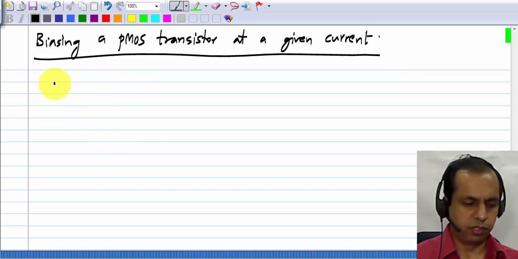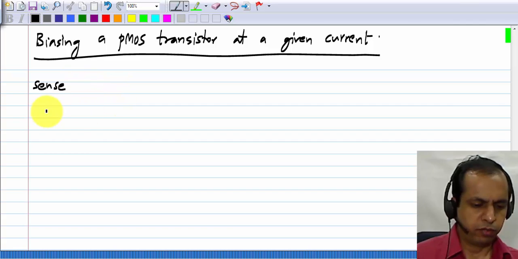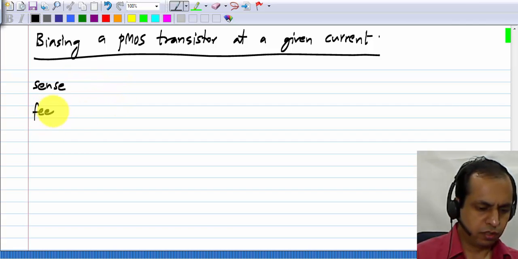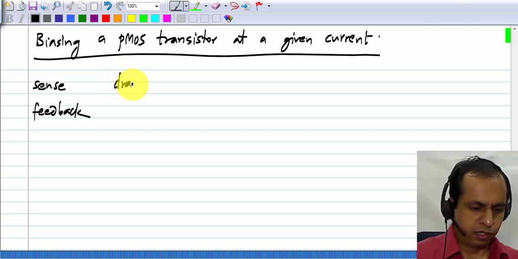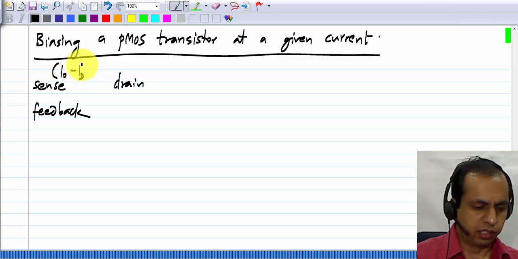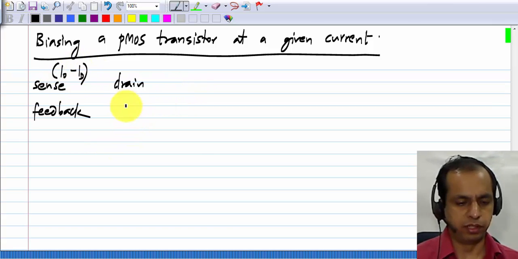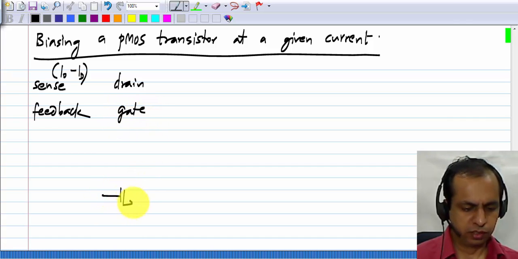And if you recall, with the NMOS we had 4 variants. We could sense at the drain. When I say sense, I mean sense the difference between the desired current I0 and the actual current ID at the drain terminal and feed back to the gate, and that gave us this topology.